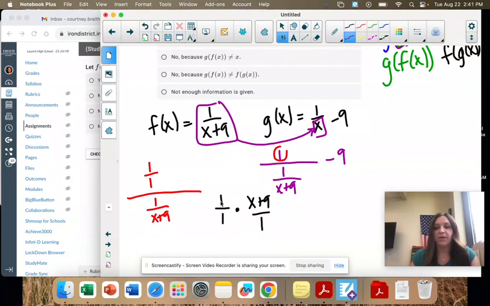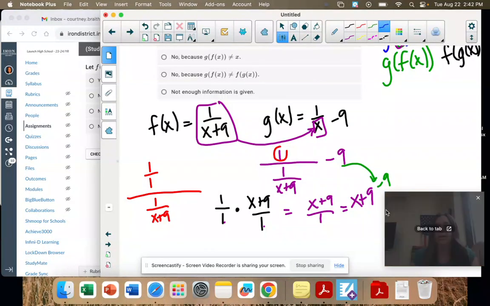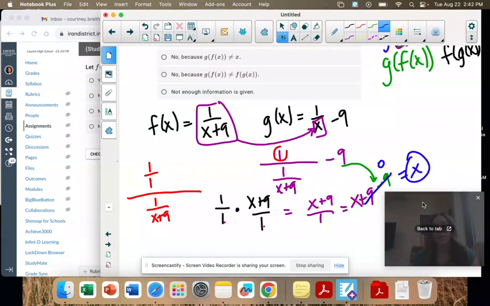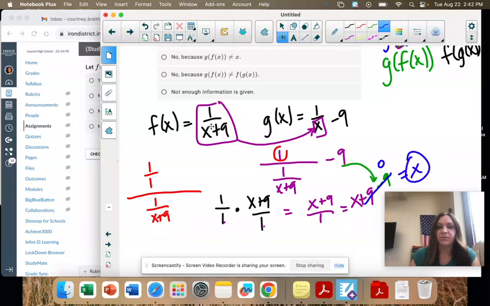And look what happens. We have all these 1s. So I'm left with 1 times x plus 9, which is just x plus 9, over 1 times 1, which is 1. And I don't even need that anymore. I'm just left with x plus 9, and then this minus 9. And 9 minus 9 is 0, and we're left with just x. That's what we wanted.